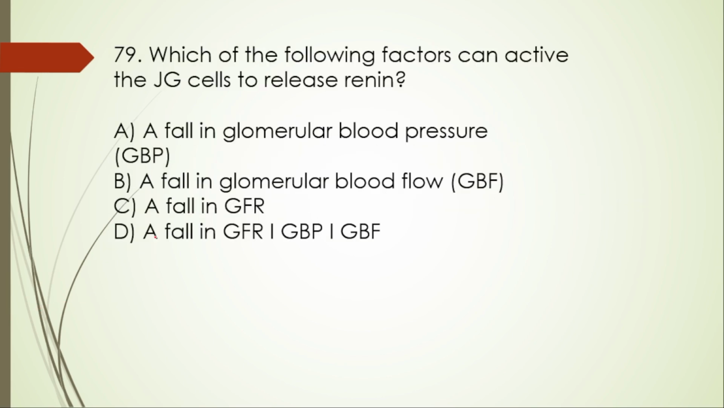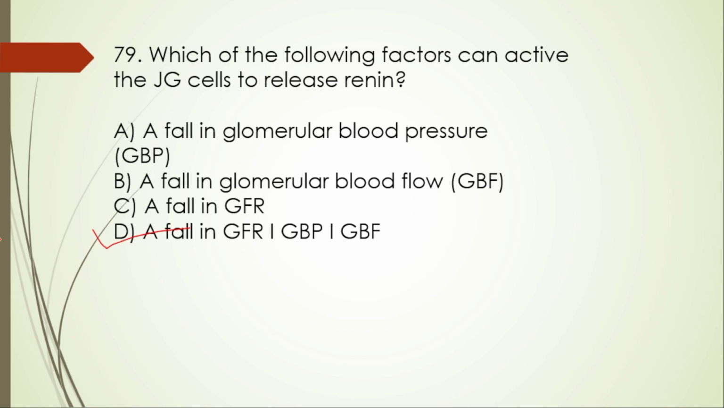79th question. Which of the following factors can activate the JG cells to release renin? A. A fall in glomerular blood pressure, B. A fall in glomerular blood flow, C. A fall in GFR, D. A fall in GFR, GBP, GBF. So here the right option is option D.